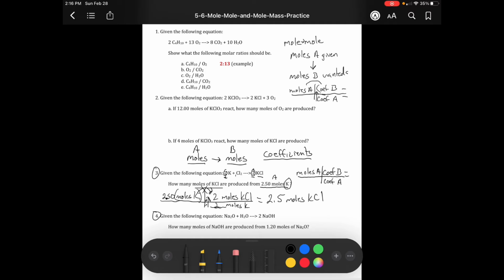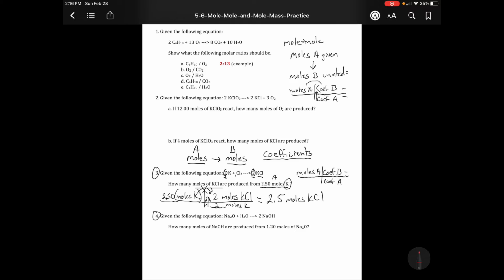Let me get this out of the way. Let me change colors real quick. Actually, I'm going to change colors this whole time just to kind of walk through this whole process. So how many moles, here's going to be our substance B, right? How many moles substance B are produced from, here's our substance A. Substance A is right there.